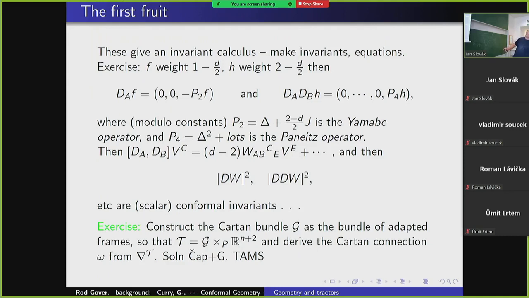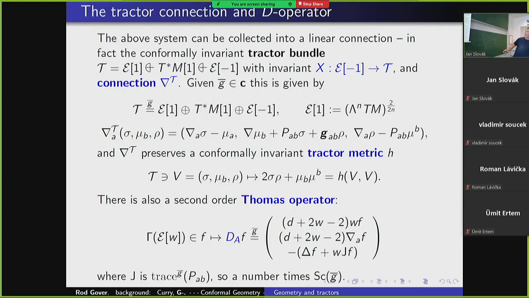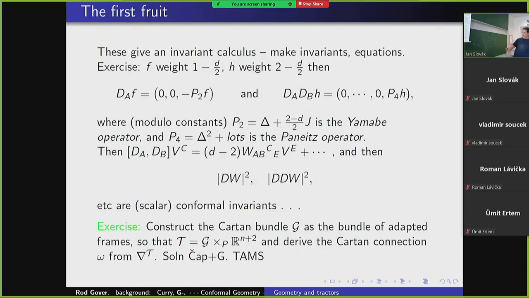And then a density of weight 2 minus d over 2. Well, let's look at the first one. What happens if I put that in here? Well, if the weight is 1 minus d over 2, that term is 0, that term is 0, and this makes this exactly the usual Yamabe operator, right? So the first bit of the exercise is done for you. That's the Yamabe operator appearing in the bottom slot.